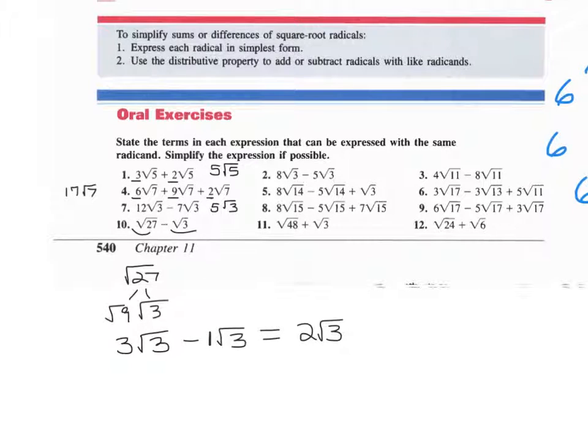So again, you need to simplify the radical first, and then look for like radicals, or the like radicands. And then those are the ones that you'll combine. Use the sign that's in front. If it looks like it's a subtraction sign, then that number out front is negative.